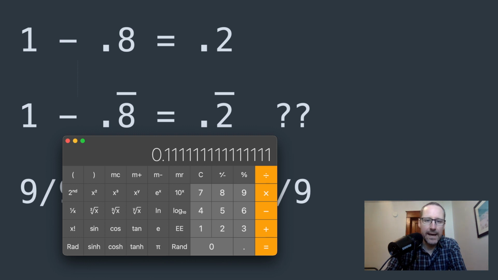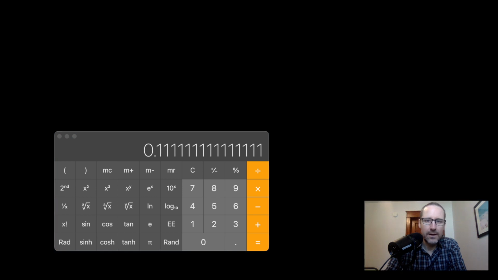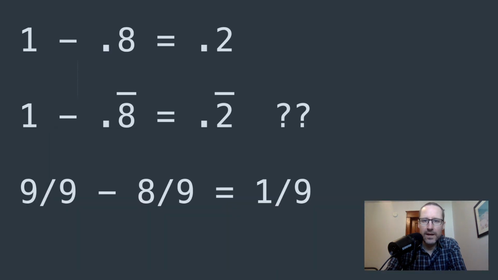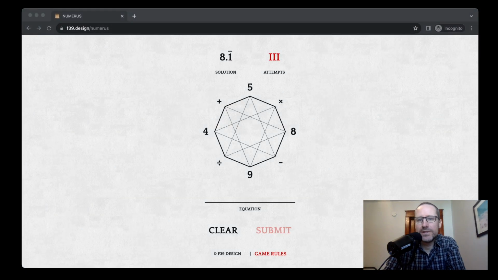Well, the way that we get 1 divided by 9 in our case here is 9 over 9, which is 1, minus 8 ninths. So if we go back to our Numerus game, we see we can get 8 ninths. 8 divided by 9 is 8 ninths. So what we want to do is subtract 8 ninths in order to leave behind our 1 ninth, which is our 0.111. Now, you'll notice that 4 plus 5 is 9. So it's not 8, it's 9. So it's 8 plus 1. So there is our 1 minus our other piece there.